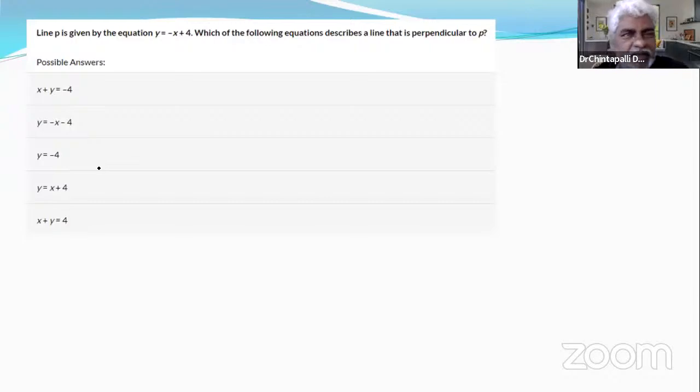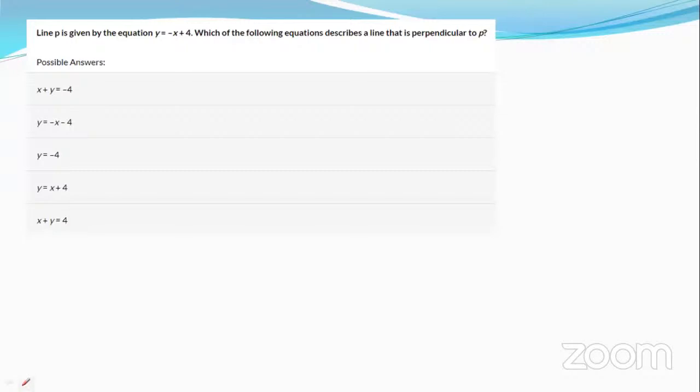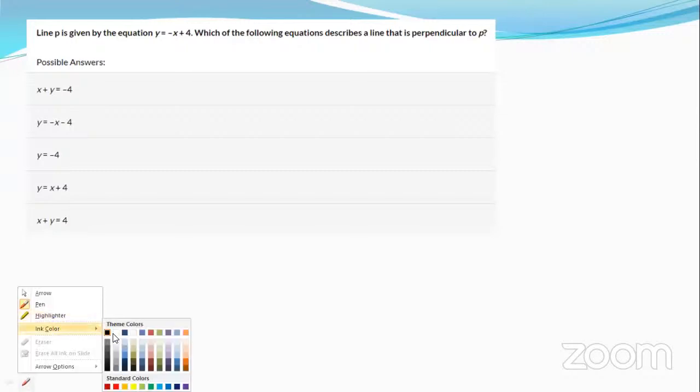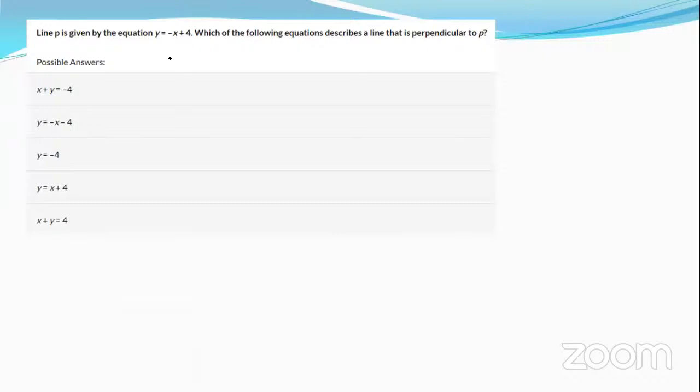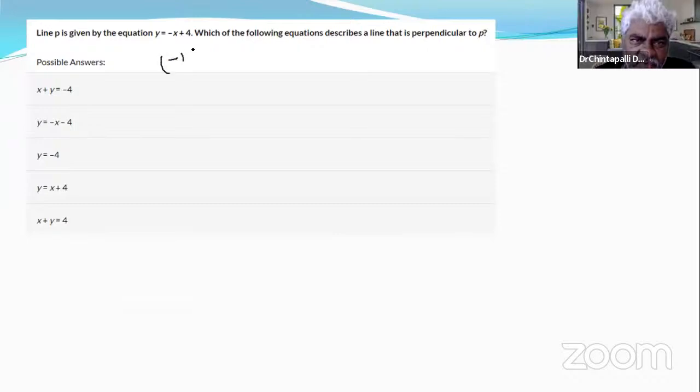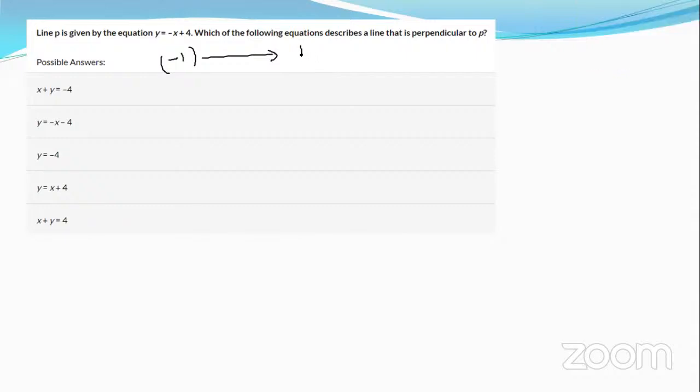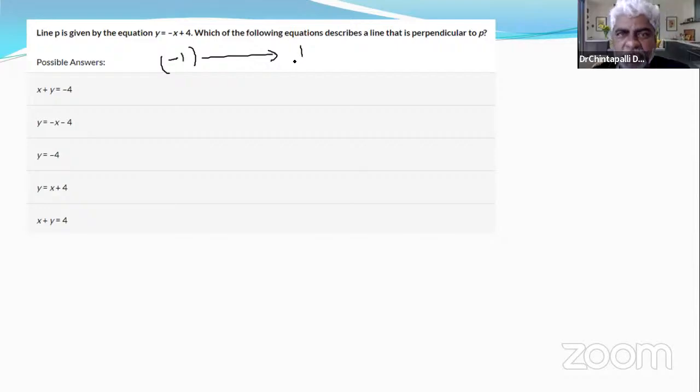The given equation is y is equal to negative x plus 4. What is the slope of the given line? Negative 1. Negative 1 is the slope of the given line. The slope of the required line must be the perpendicular slope. What is its perpendicular slope? The reciprocal with the opposite sign, which is 1. So the slope of the required line should be positive 1. Choose the correct option.